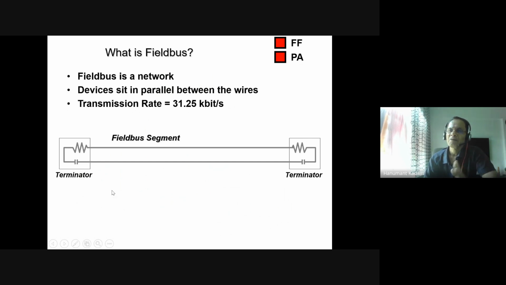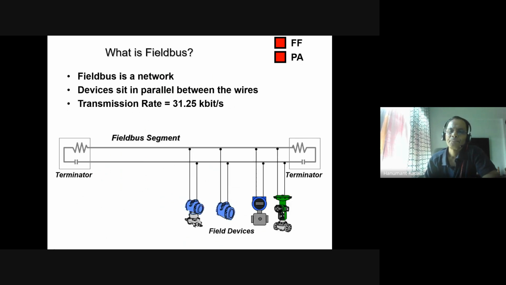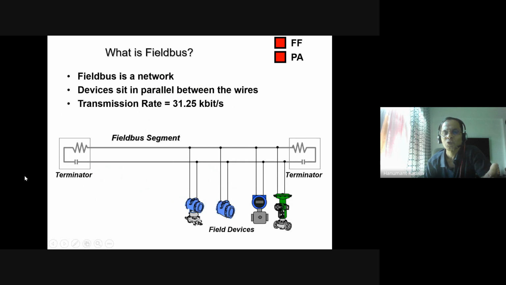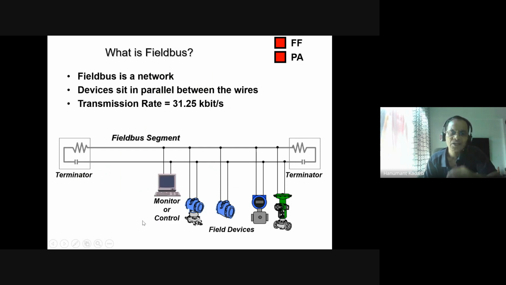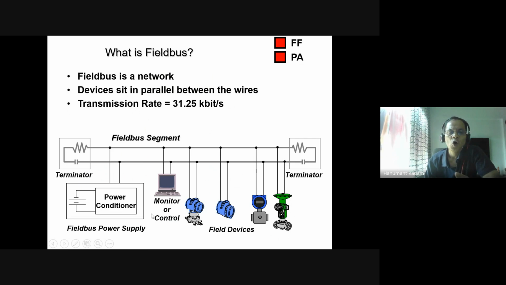This is a terminal, meaning you understand that in the Fieldbus network, like our normal Ethernet network, terminators we use, the same terminators are required here, and then you can have devices connected, like you can see a transmitter and control valve devices. You can have a monitor or control or power conditioner here. Power conditioner means power supply. You can mix it on this. So this is the network, as shown here.